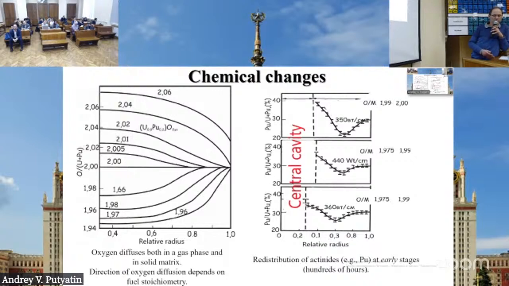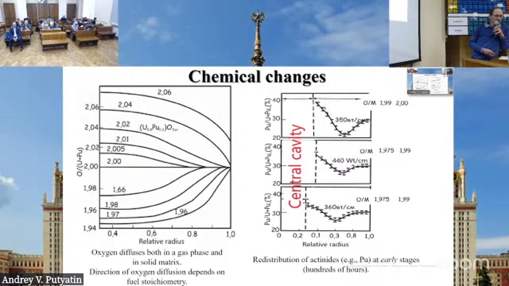So we have evolution of the oxygen to metal ratio in the radial direction in the pellet, and recall that this in turn influences chemistry, and the chemistry influences thermal conductivity and thermomechanical properties. Also, actinides, for example plutonium, redistribute in the fuel.